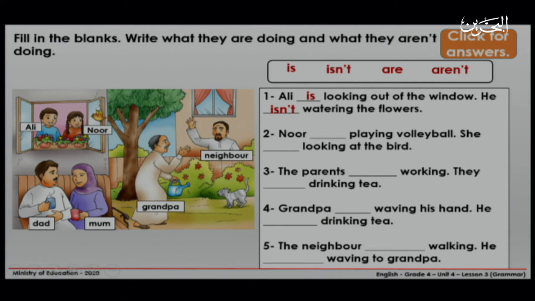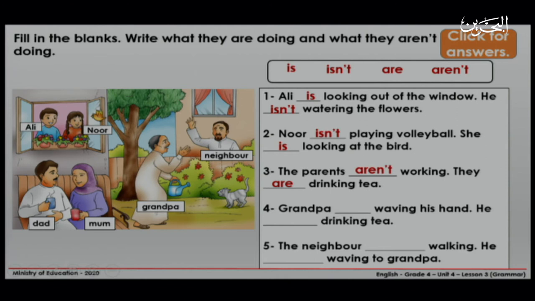Let's see number two. Noor isn't playing volleyball. Look at Noor. Is she playing volleyball? No. So Noor isn't playing volleyball. She is looking at the bird. Is she looking at the bird? Good. So she is looking at the bird. Let's see number three. The parents aren't working. So here we have mom and dad. Are they working? No. So the parents aren't working. They are drinking tea. Are they drinking tea? Excellent. They are drinking tea.